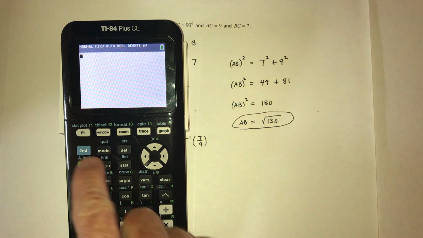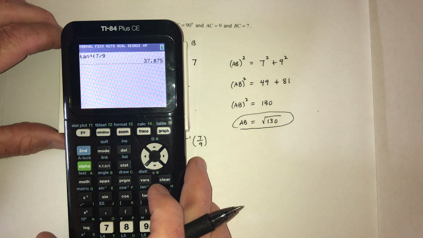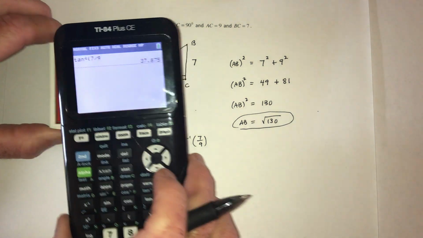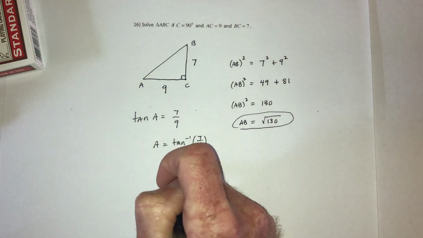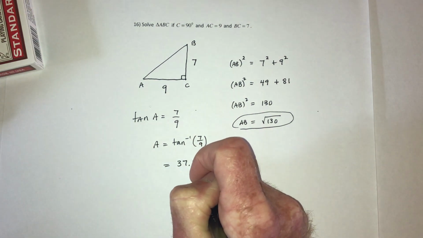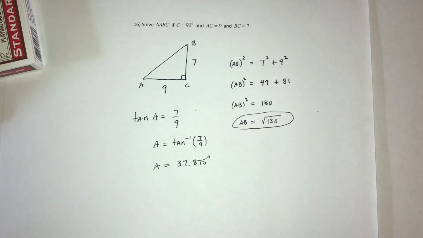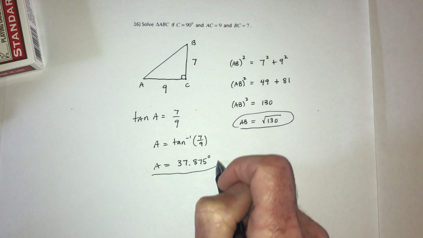So we were doing tangent inverse of 7 divided by 9, 37.875 degrees. All right, that's angle A.